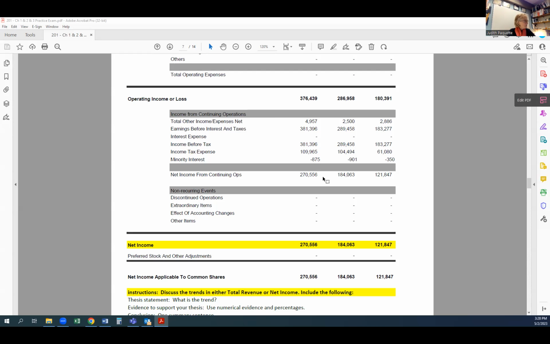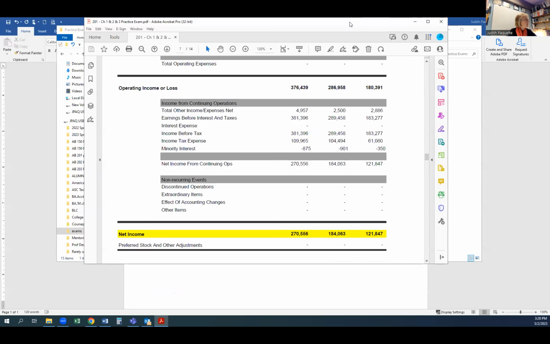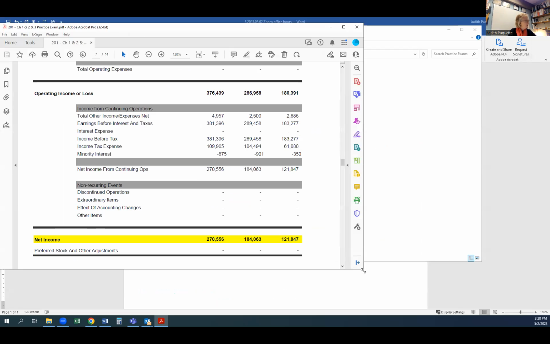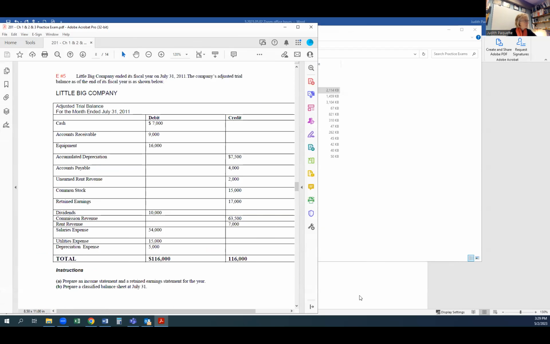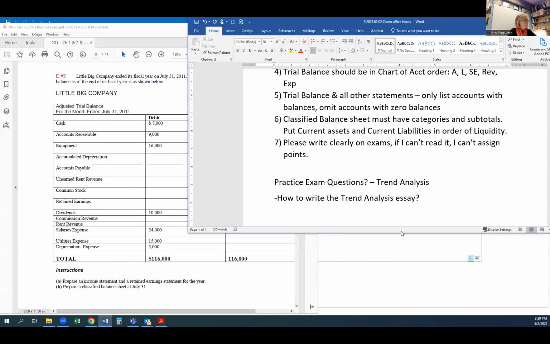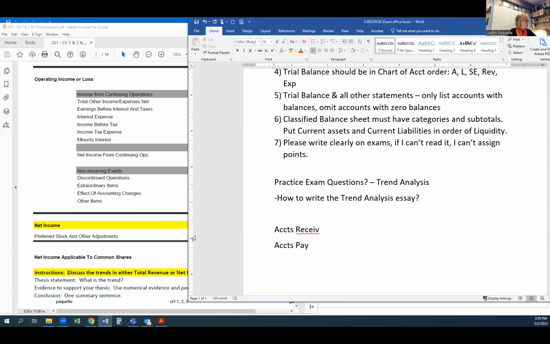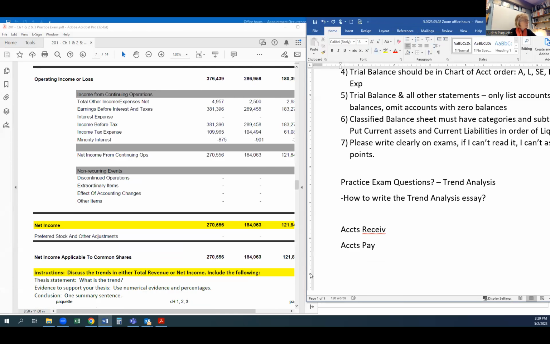All right. So this is the question. Discuss the trends in either, not both, but either total revenue or net income. What is the trend? I want one simple sentence. Okay. I'm going to split my screen here. So let's see. Okay, so how do we write a trend analysis? All right, can you guys see both screens?